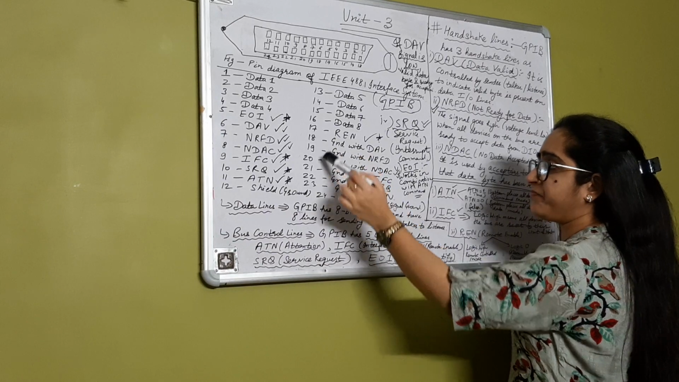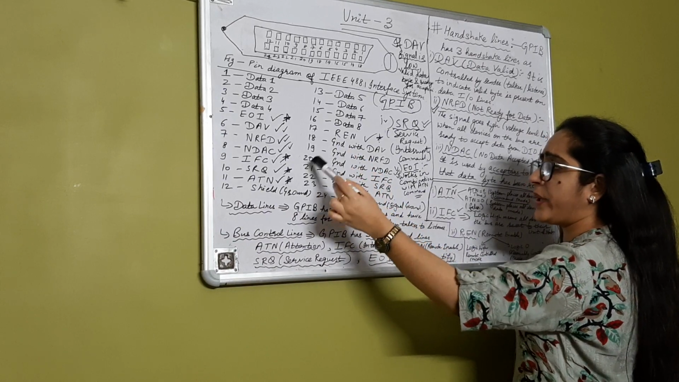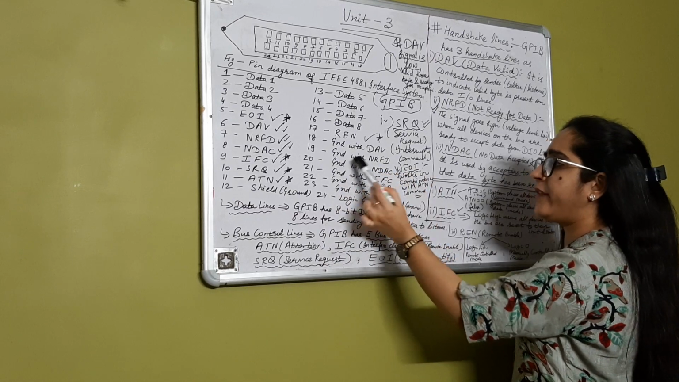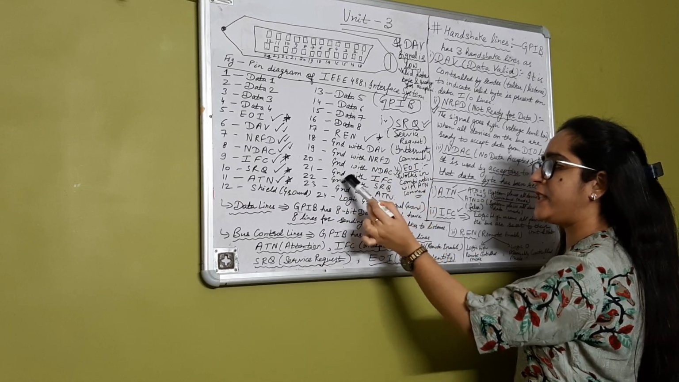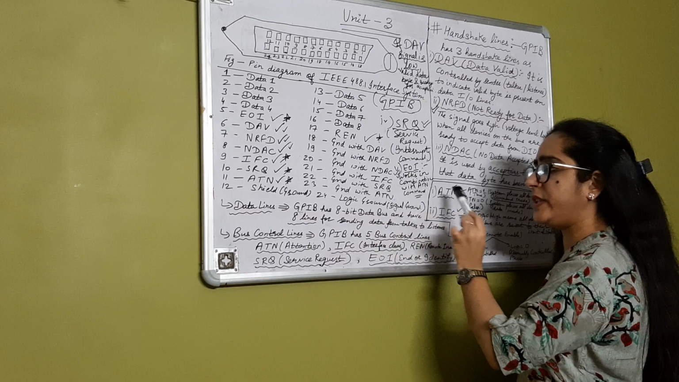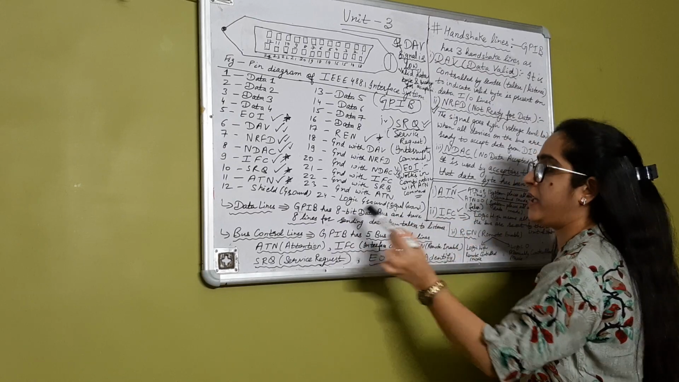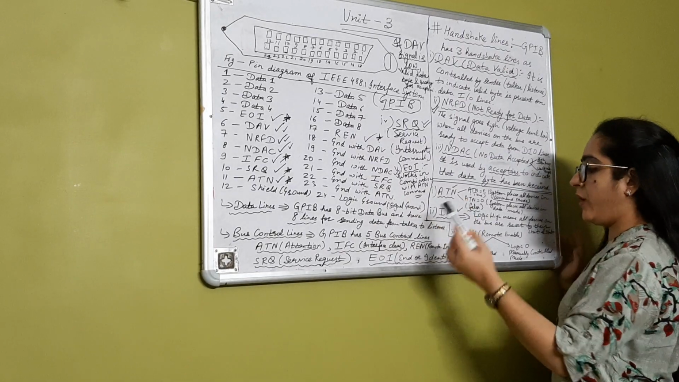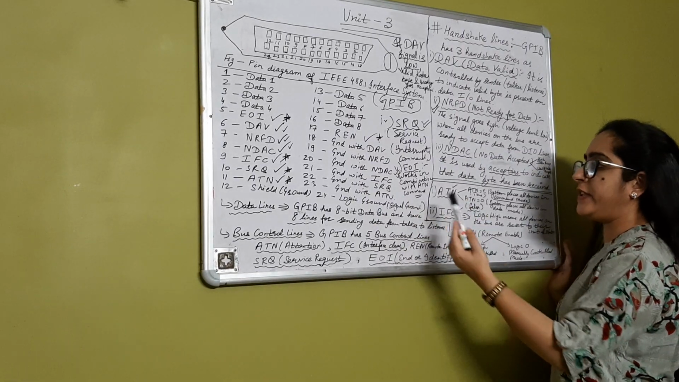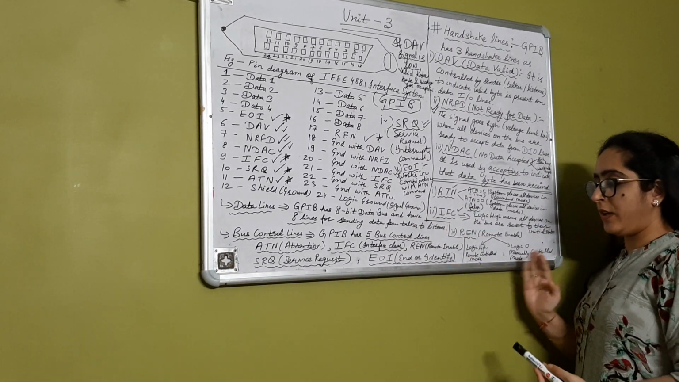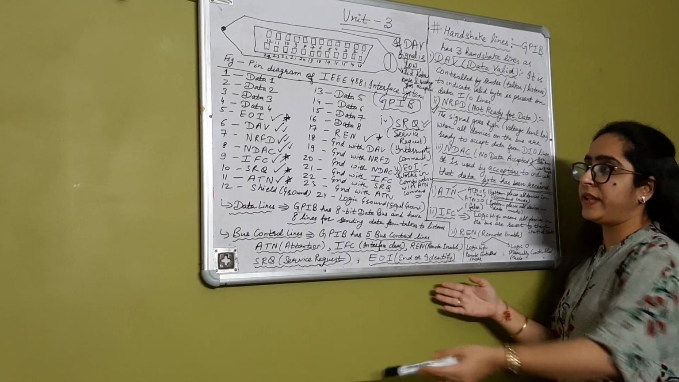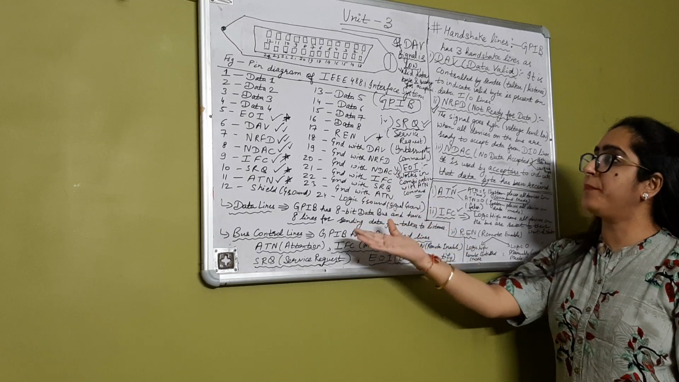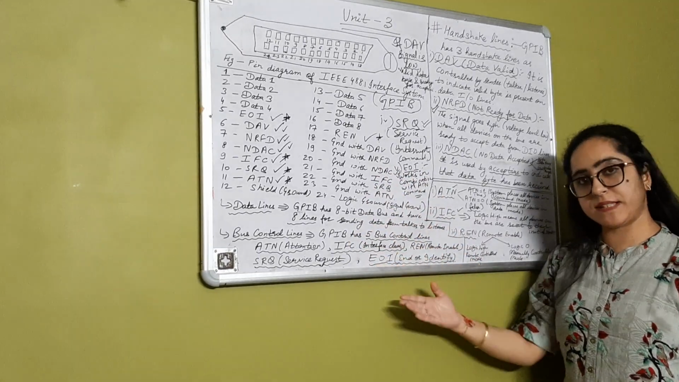And your 18th, 19th, 20th, 21st, 22nd, 23rd pins are the ground with DAV, ground with NRFD, ground with NDAC, ground with IFC, ground with SRQ, ground with ATN. And pin number 24 is your signal ground. So I have explained the function of each and every command on the pin diagram. I hope this IEEE 488 bus pin diagram is clear to you.